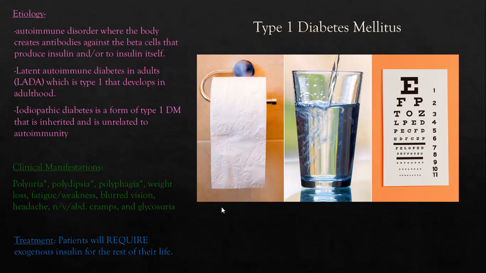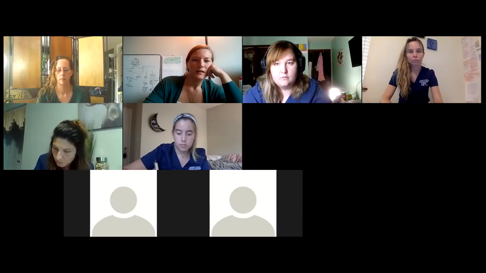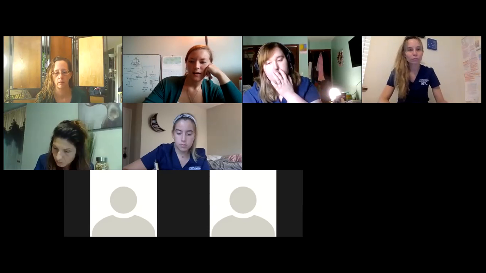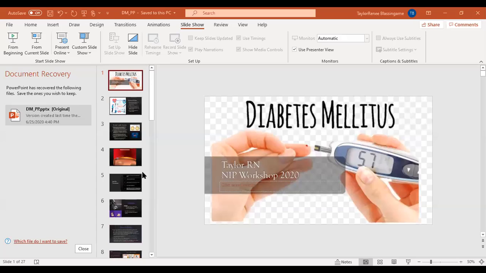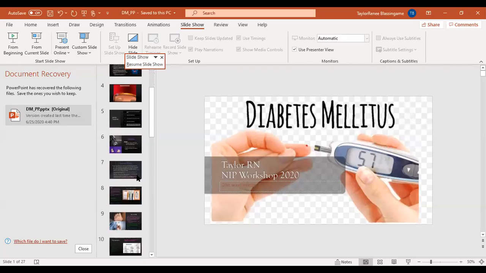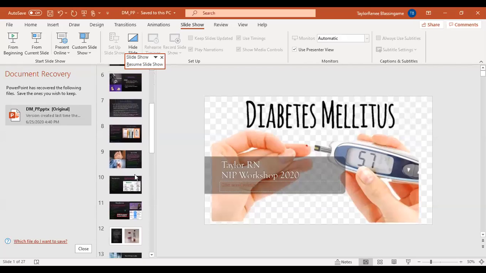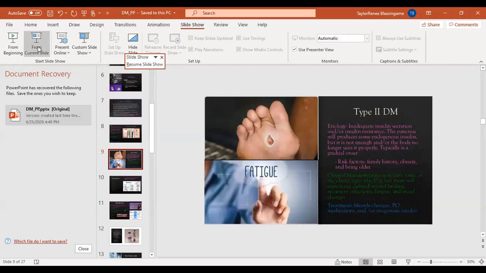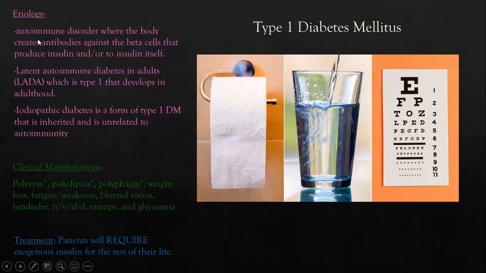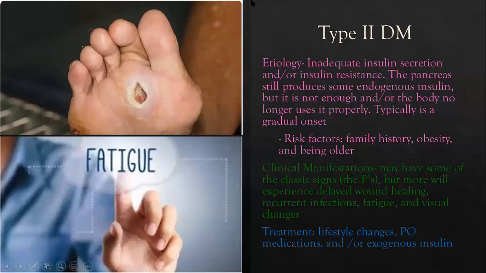I don't know why it's doing this every time. Sorry, guys. Is it not allowing you to go next? No, it did this to me when I did the cardiac one. It will just randomly pause, and then I can't. So I just got to keep doing that. So, concurrent slide. Oh, no. Okay, there we go.